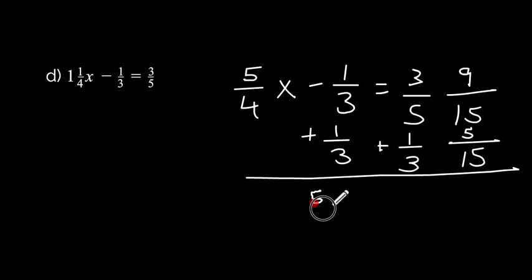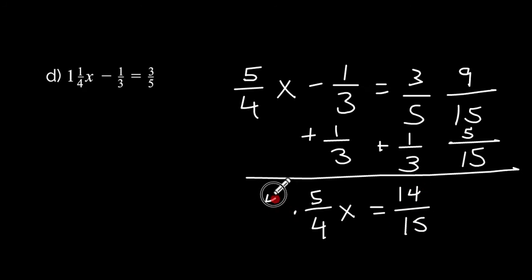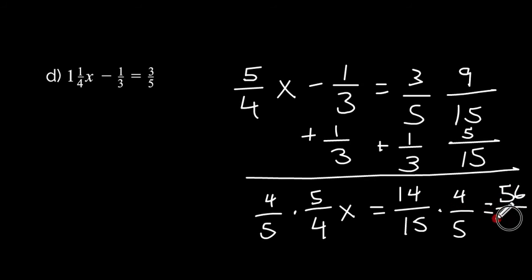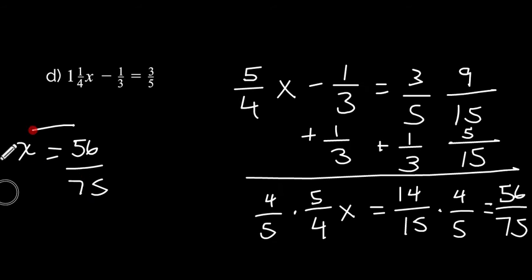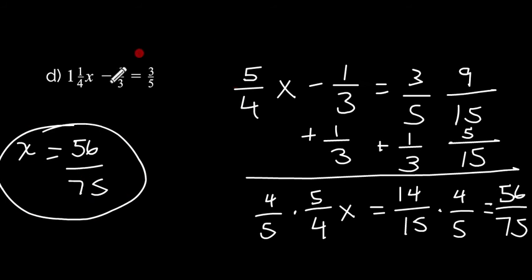So we get 5/4 x equals 14/15, not reducible. Both sides get multiplied by the reciprocal. You should be getting used to multiplying by the reciprocal by now. Nothing, absolutely nothing crosses out. So we just multiply across the top, we get 56, bottom is 75. So the answer is x equals 56/75. All right, we have one more problem for you to try.